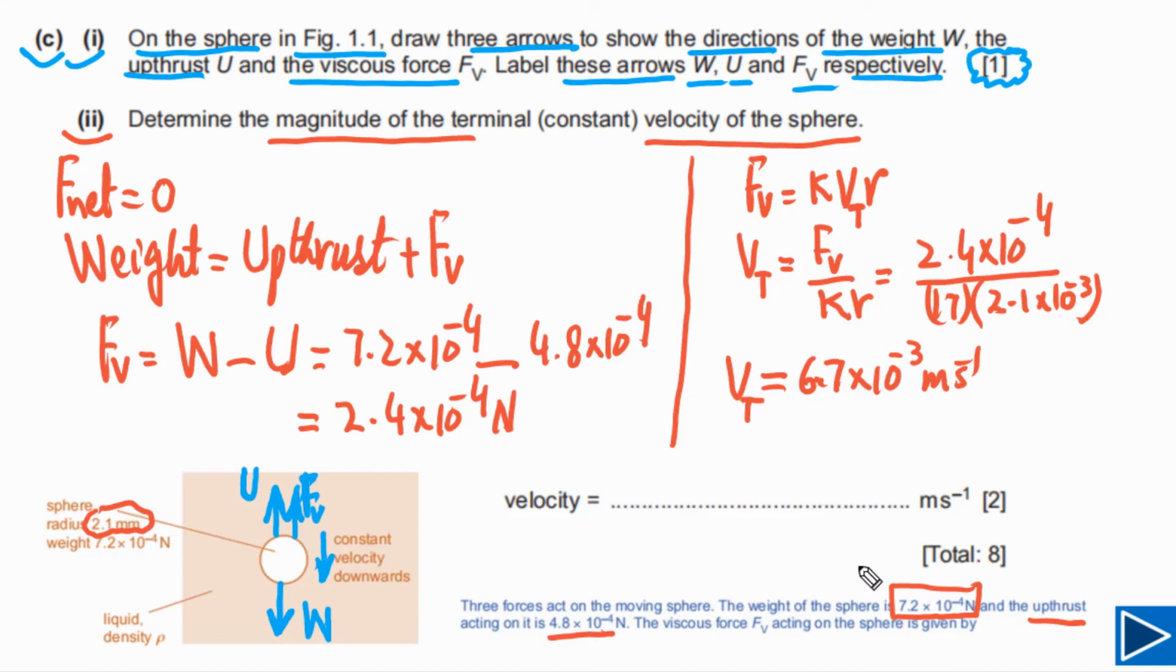And this question has 2 marks. The first mark you will get if you have got the right value of FV. So this is first C mark. And this is the answer mark. If you have got the right answer, you'll get this mark. But if your answer is wrong, but you have written this step, still you will get 1 mark.